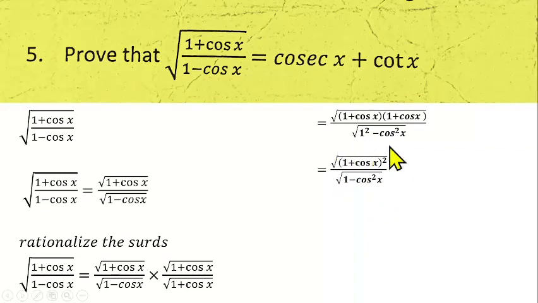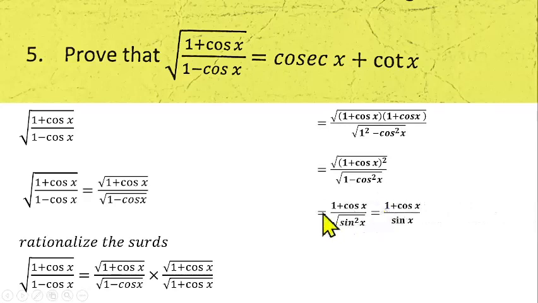Then this surd will take care of the square here, so we'll be having 1 plus cos x as the numerator. Then if you remember, one of the identities of trigonometric ratios is that sine squared x is the same as 1 minus cos squared x, because sine squared x plus cos squared x gives us 1. So that means sine squared x is equal to 1 minus cos squared x.